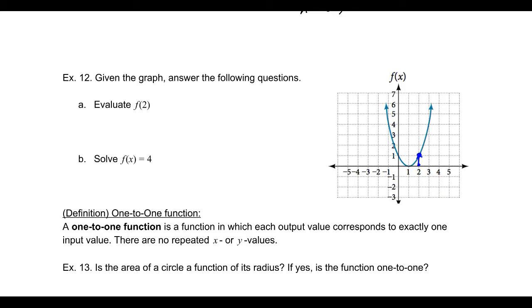Now, what is the y value at that point? That's 1. So f of 2 equals 1. You could write this as the point (2, 1) is part of this graph.